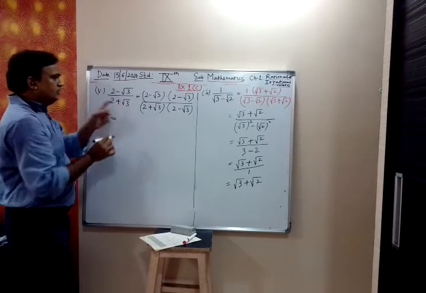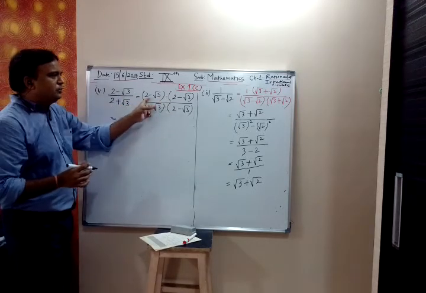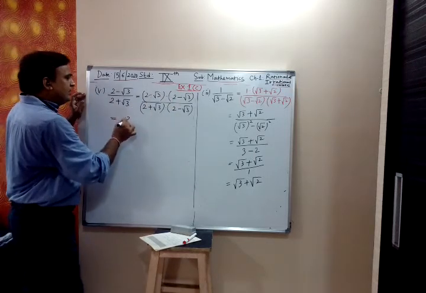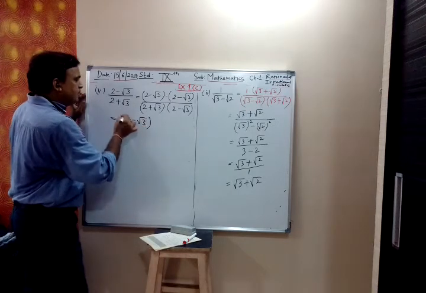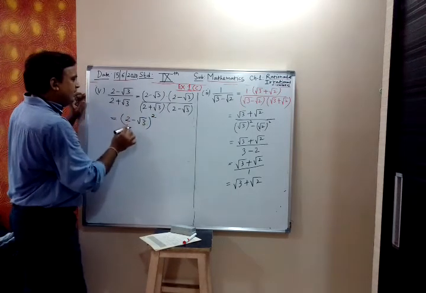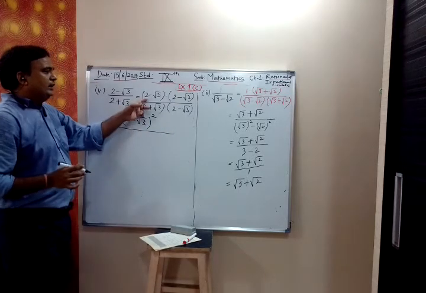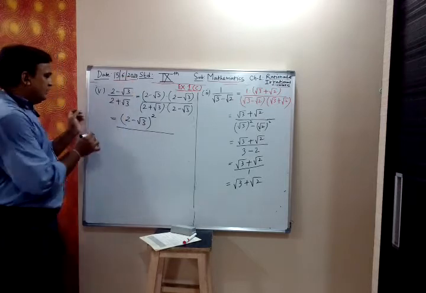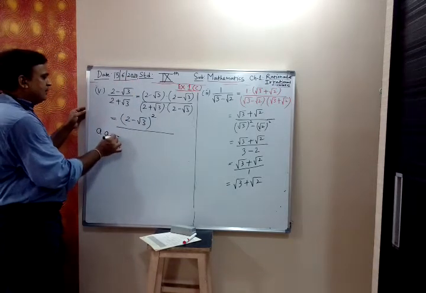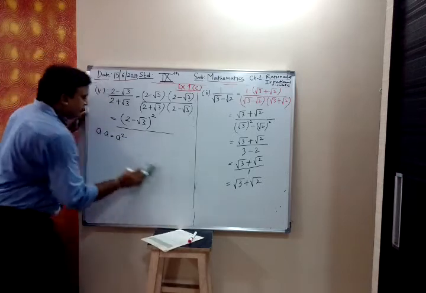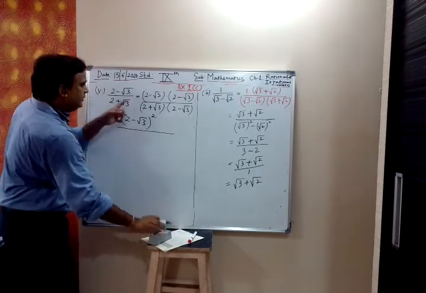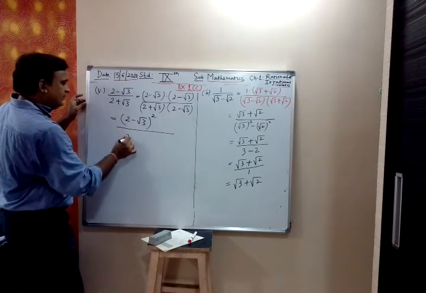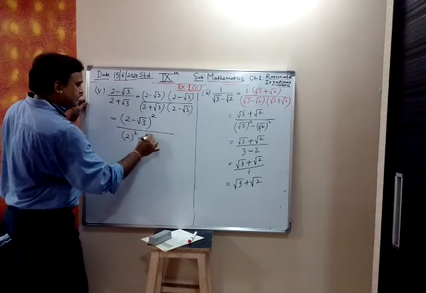Now what is the numerator? Same term is there, no? 2 minus root 3, 2 minus root 3. So 2 minus root 3 into 2 minus root 3, I can write (2 minus root 3) square. A into A, same term is multiplied, I can write A square. Then in the denominator, A plus B into A minus B, so that will be 2 square minus root 3 square.